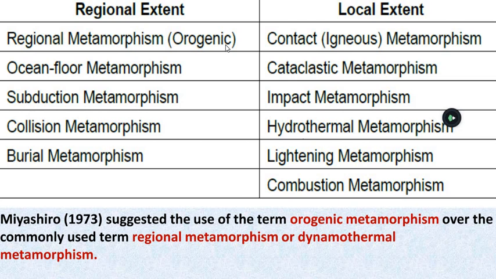If they ask which among these are regional metamorphism, then boreal metamorphism is regional, subduction metamorphism is regional, ocean floor metamorphism is regional, and all those cataclysmic metamorphism is a local part. Okay, so this is very important. A question came this year in the prelims.